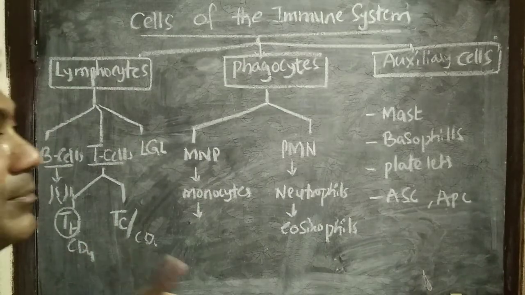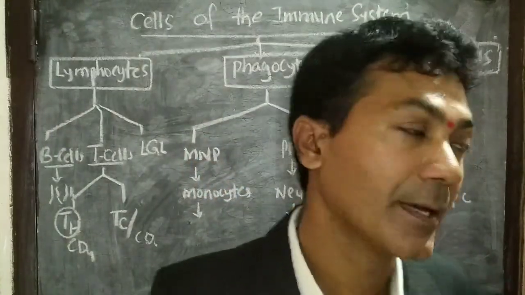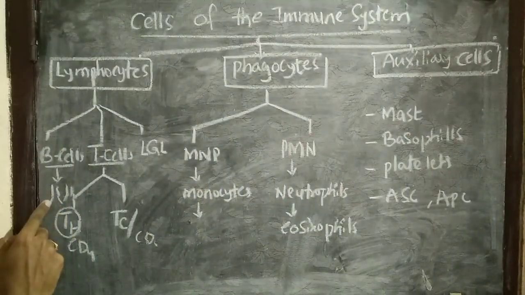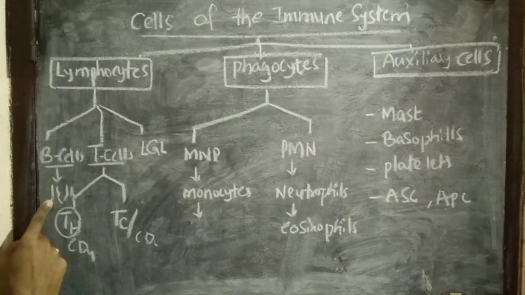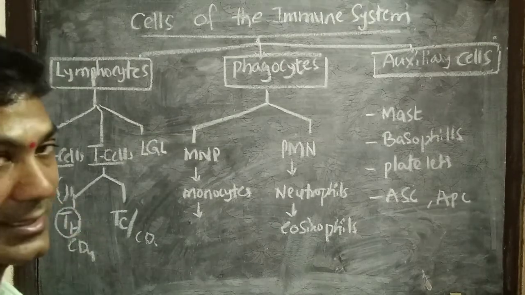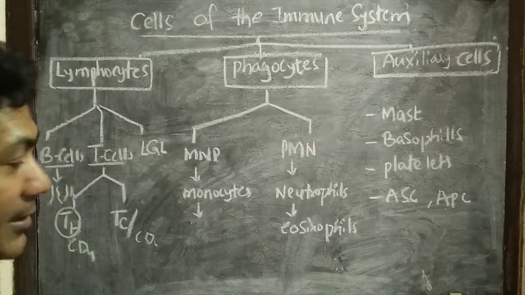Such immunity is known as humoral mediated immunity. So B cells play a vital role to produce antibodies, and to produce antibodies by B cells, TH cells are a must. So these two participate in humoral mediated immunity.